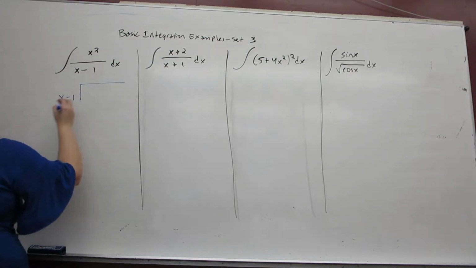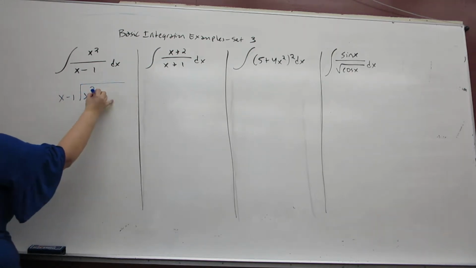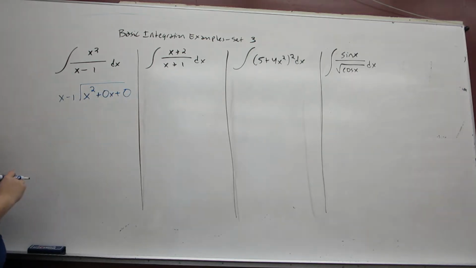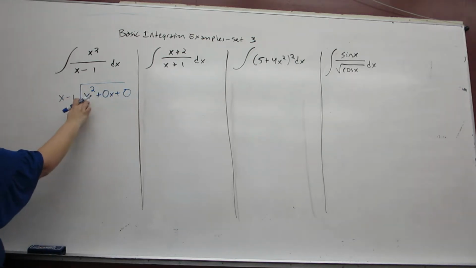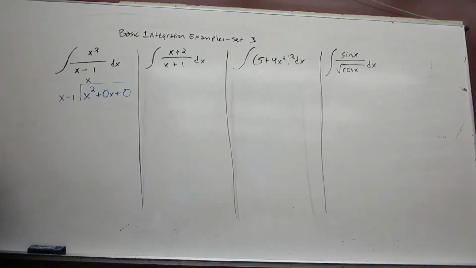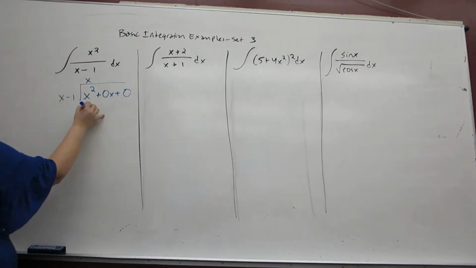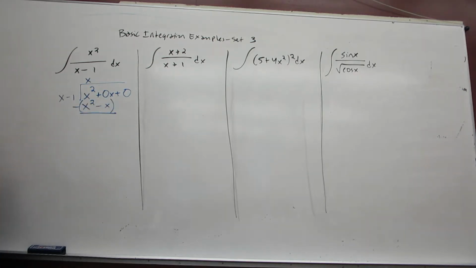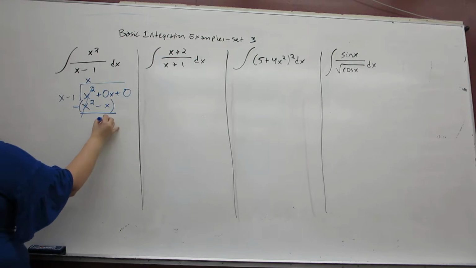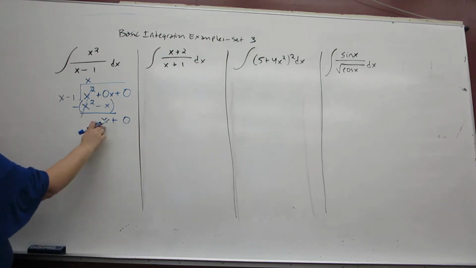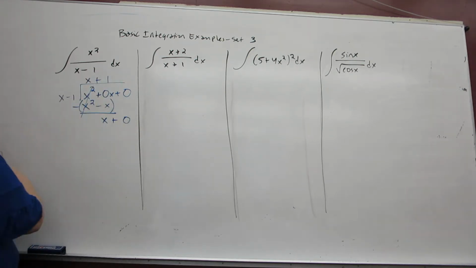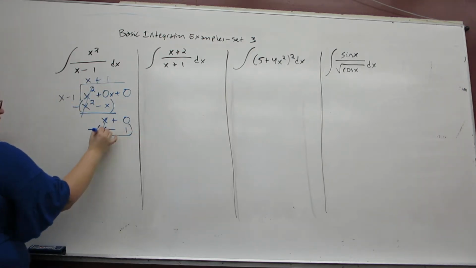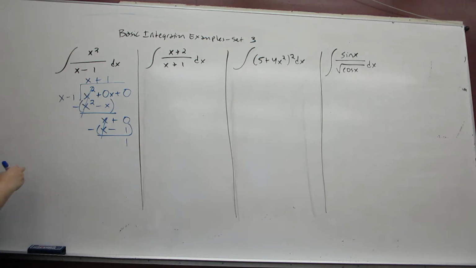I'm going to divide x minus 1 into the polynomial x squared, for which I will put placeholders of 0x and 0 for a constant. Now x times what is x squared gives me an answer of x, then multiply this by the whole thing, I get x squared minus x, which as in all long division I subtract. These cancel, I get x plus 0. X times what is x gives me an answer of 1. 1 times this gives me x minus 1, which I subtract, and we'll get a remainder of 1.